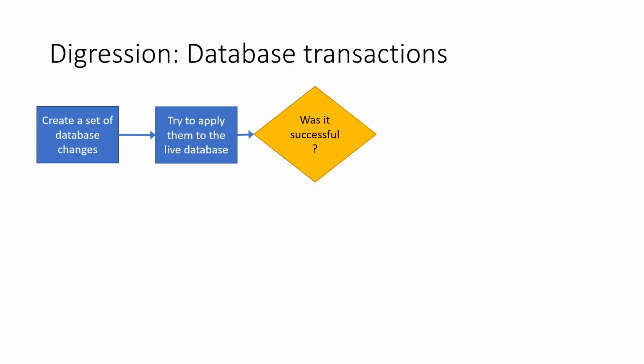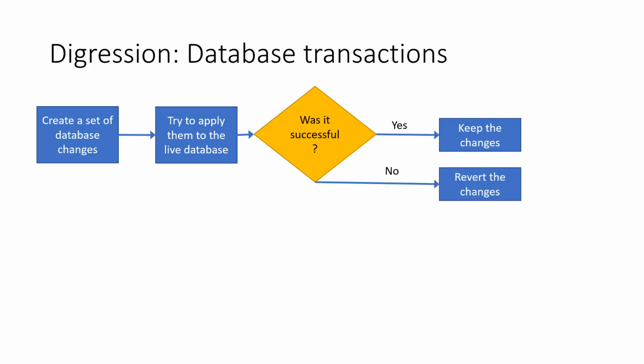Then there's a check in the database. Was it successful? And if the answer is yes, then we keep the changes. And from the viewpoint of someone using the database, it is never in a bad state. So at the beginning, we're in a good state. At the end, we're in a good state. Well, what if it wasn't successful? Well, this is the neat part. The database reverts or rolls back the changes automatically.